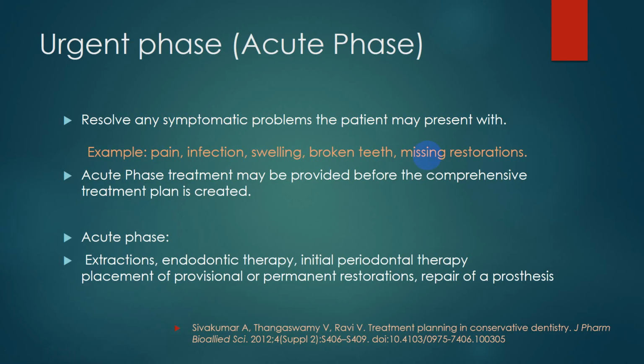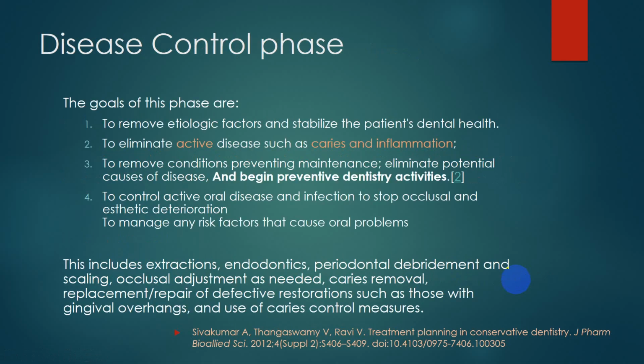So it can be provided even before any comprehensive treatment plan. Acute phase can be extraction, endo treatment, initial perio treatment, placement of temporary restoration, or repair of prosthesis. So we want to treat now the symptomatic complaint of the patient.